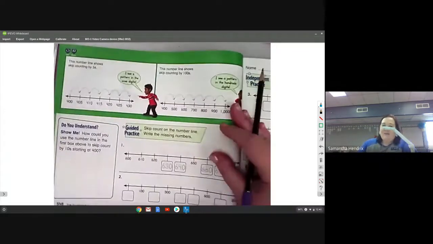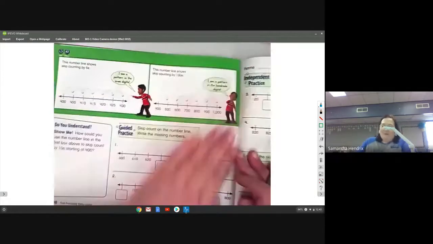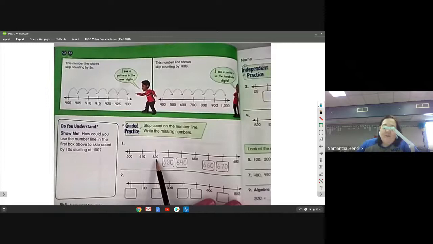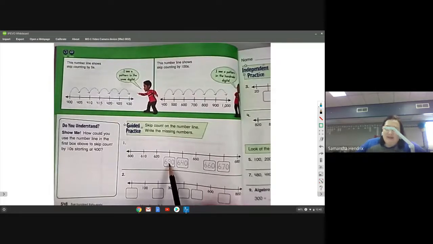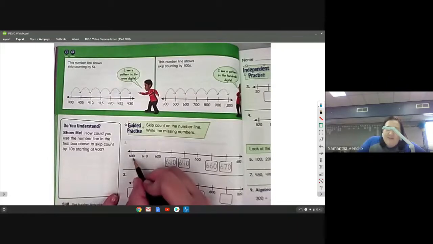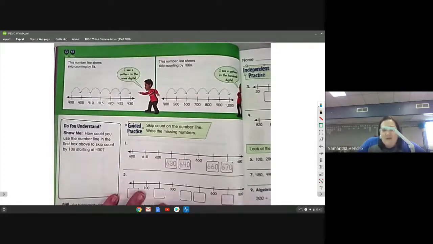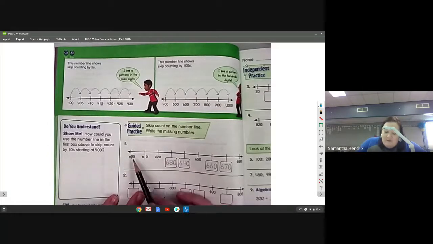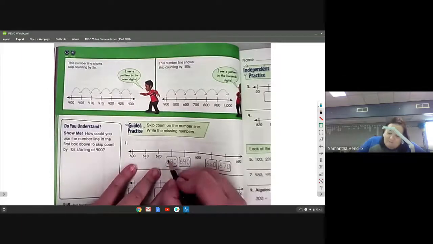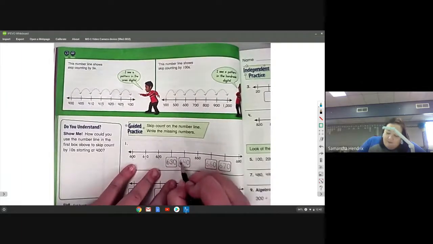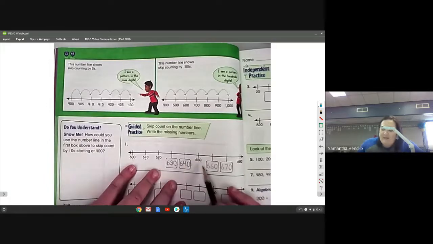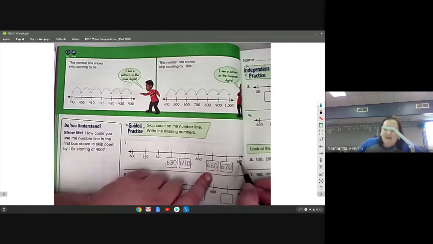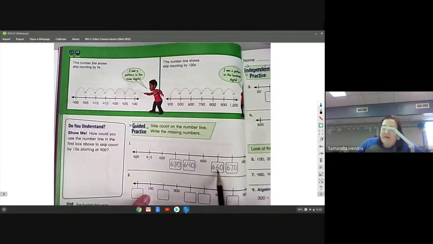Let's look at our guided practice. We have 600, 610, 620. Okay, so we're going up by 10. Look for your pattern. All the numbers stay the same except the tens digit. The tens digit is going up by 1. So we're counting by tens. So we have 600, 610, 620, 630, 640, 650, 660, 670, 680. Our tens went up 1 digit every time.